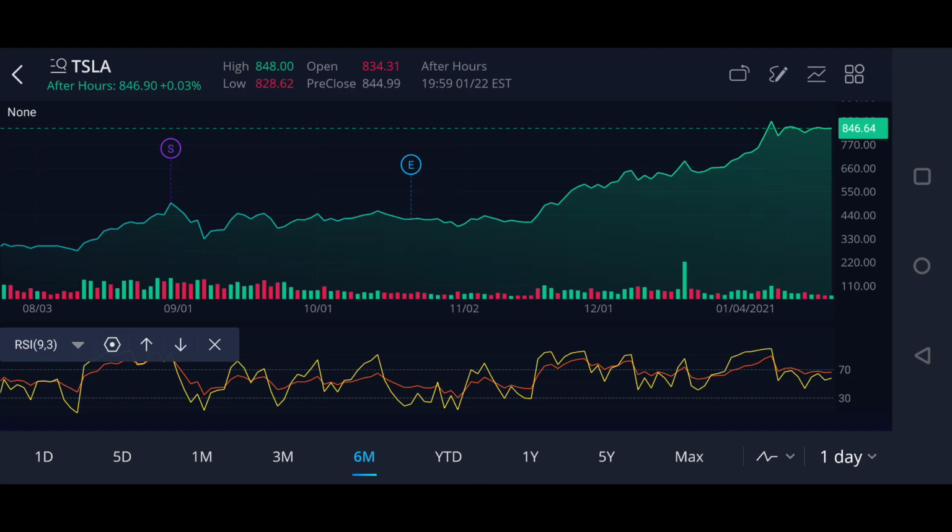Now, Tesla is sitting in the overbought territory or close to, which means that at any point we might see a reversal in the stock price and therefore a reversal in this trend. So be wary of that. However, we don't know when that may occur.